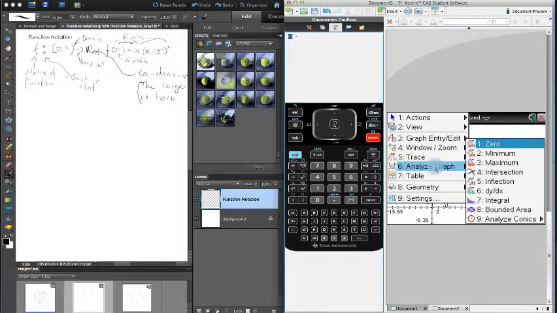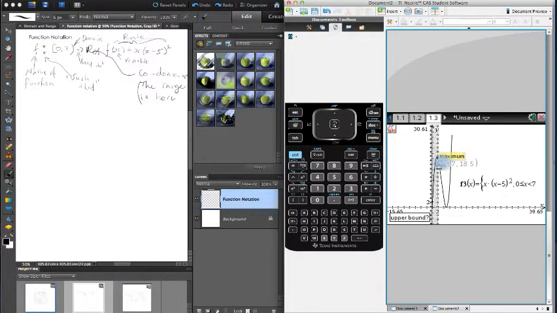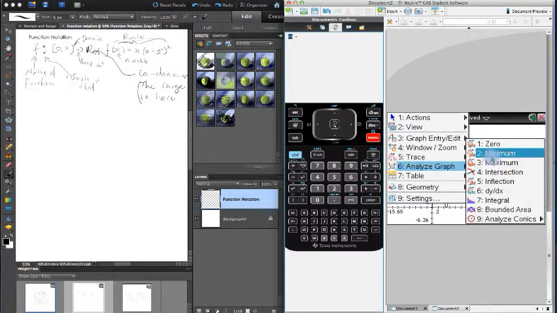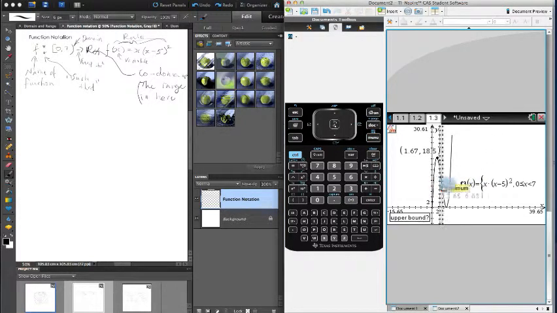Analyze the graph. Let's find the local maximum first. There we go. And now let's find the local minimum. There we go, there's that. Now to find these points on the extremities of the graph, we can do that too.